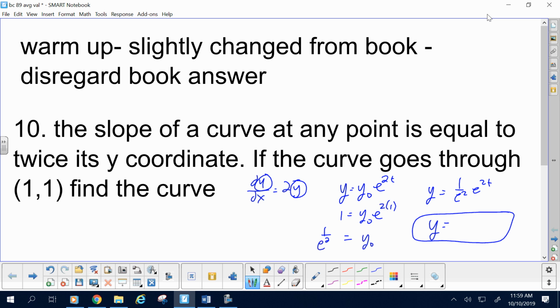Combine those. e to the 2t minus 2. That would probably be more common. Okay?